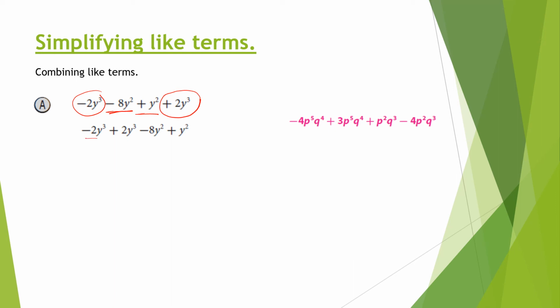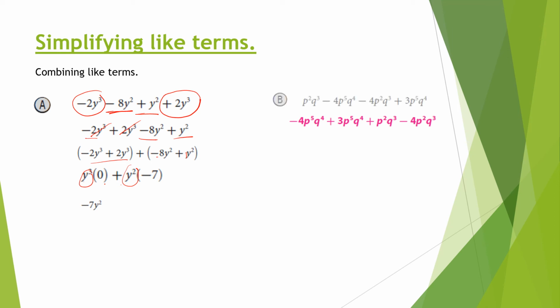Negative 2y power 3 plus 2y power 3. So negative 2 plus 2 is 0. So these two will cancel each other. The negative 8y power 2 plus y power 2: negative 8 plus 1 will be negative 7. The variable here is y power 2, and the variable there is y power 3. 0 times y power 3 will be 0, and here negative 7 y power 2.